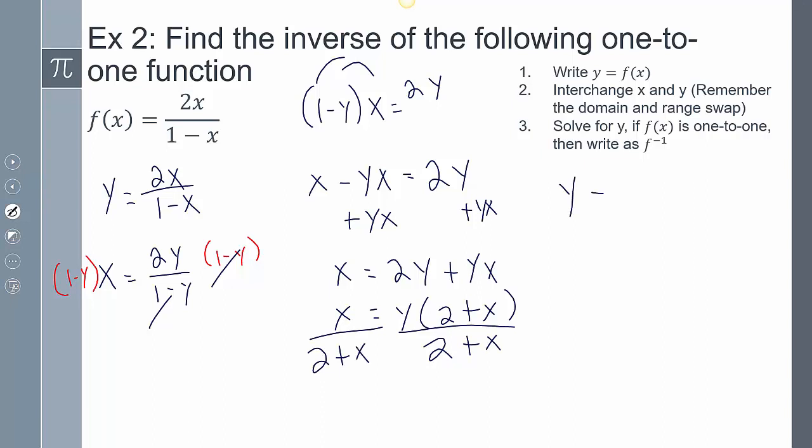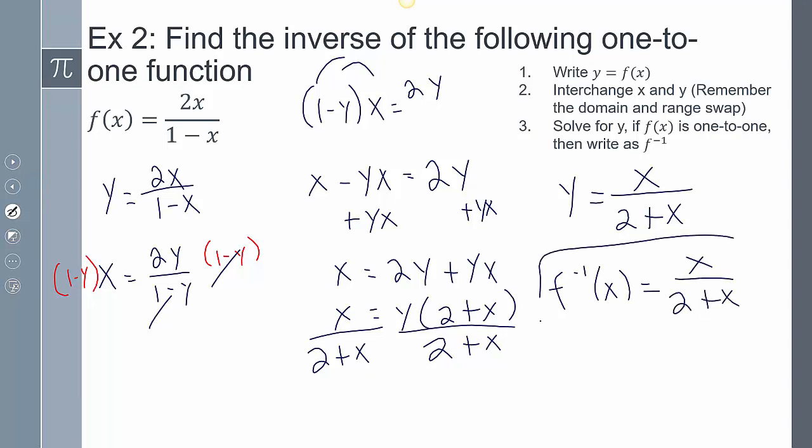So now that it's y equals x over 2 plus x, writing it as my inverse, there's my answer. Now remember, for me to be able to use this notation here, my original function has to be one-to-one, but I'm letting you know that my functions originally are one-to-one.